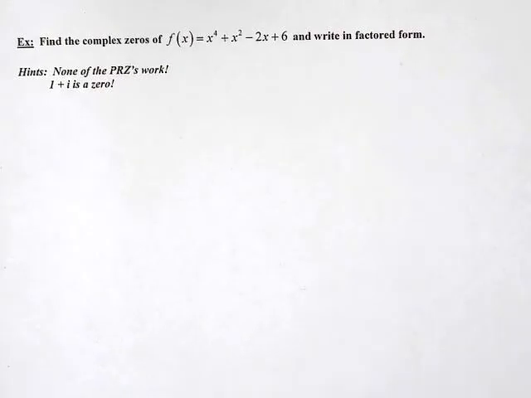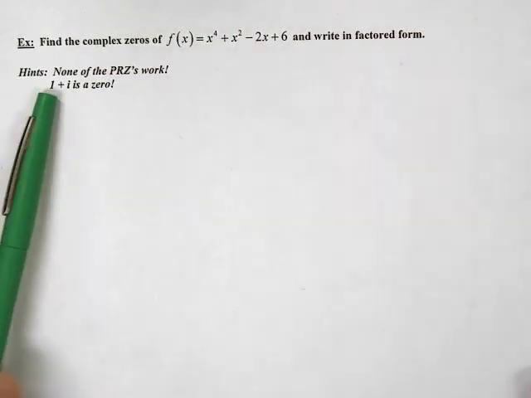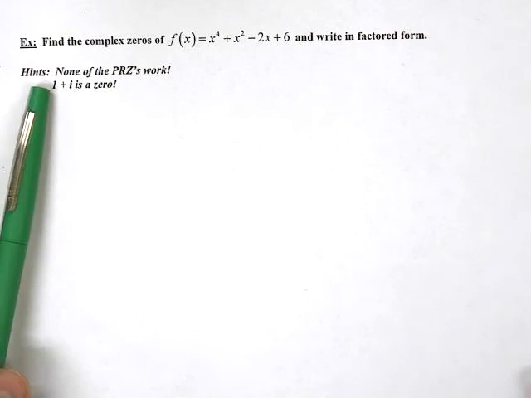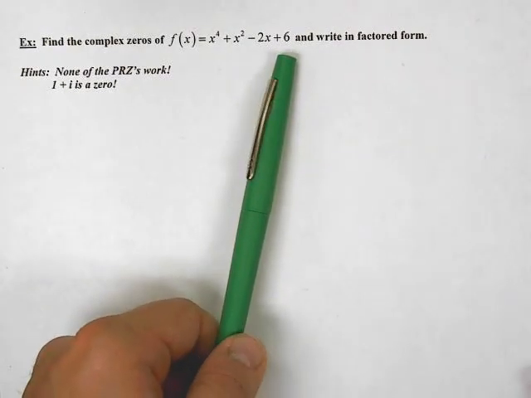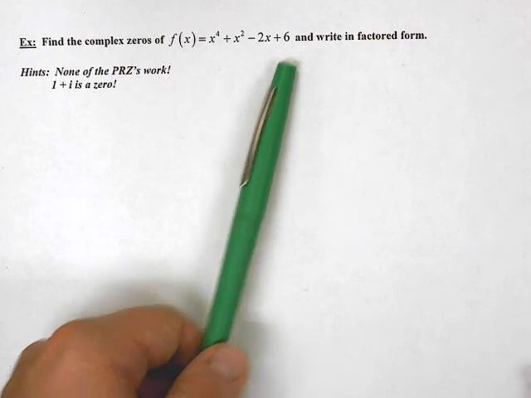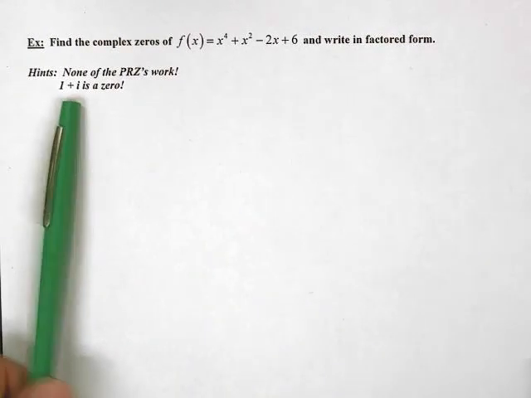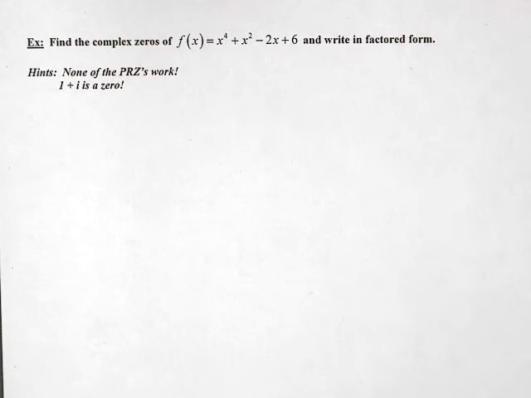Let's take a look at this last example. Find the complex zeros of x to the fourth plus x squared minus 2x plus 6, write in factored form. We're basically doing the exact same thing that we just did on the last problem. It's giving us a hint. It's saying that none of the possible rational zeros work. So if I made a list, 1, 2, 3, 6, they wouldn't work. What it's telling us is that very specifically we have 1 plus i for a zero.